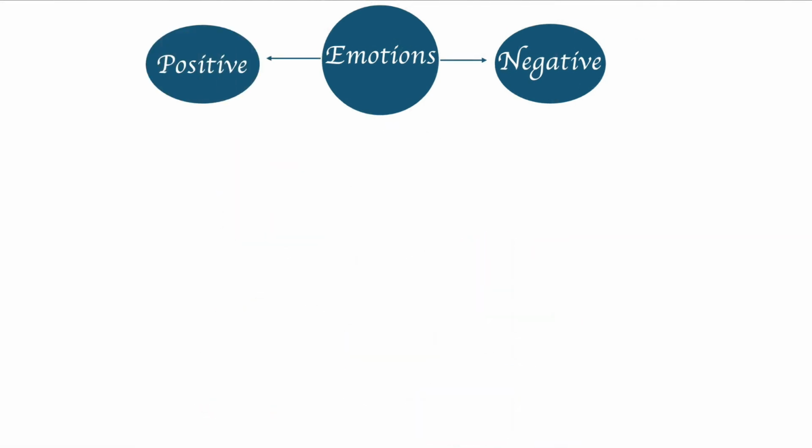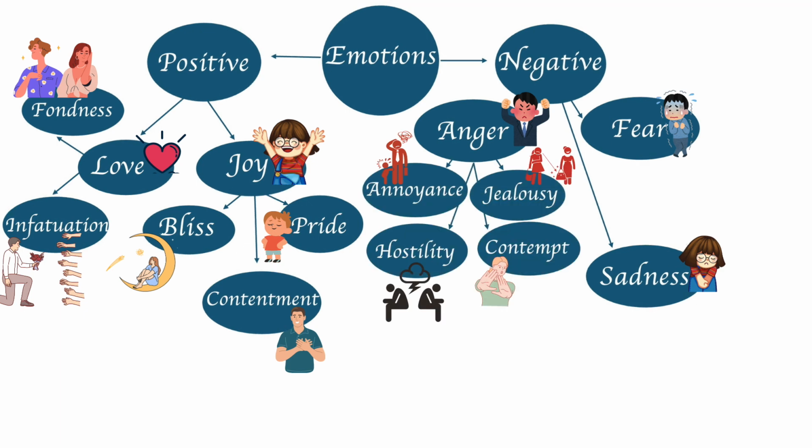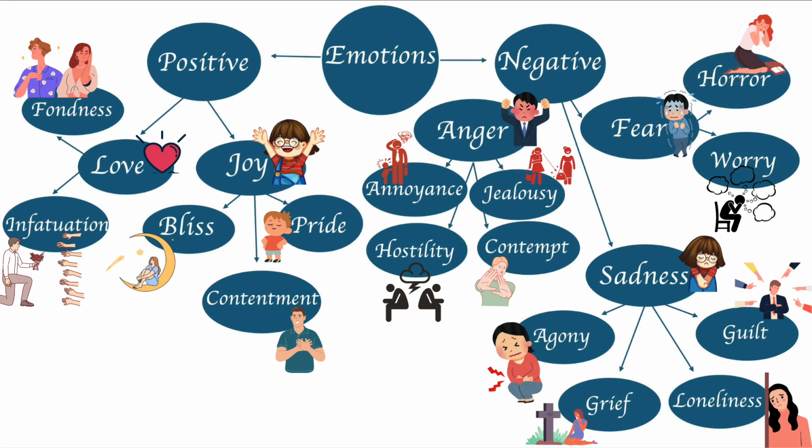Now let's see the categories under negative emotions. That would be anger, sadness, and fear. Under anger, one might experience annoyance, hostility, contempt, and jealousy. If you are sad, you might feel agony, grief, guilt, and loneliness. If it's fear, then you might feel worried, shocked, and disgust.